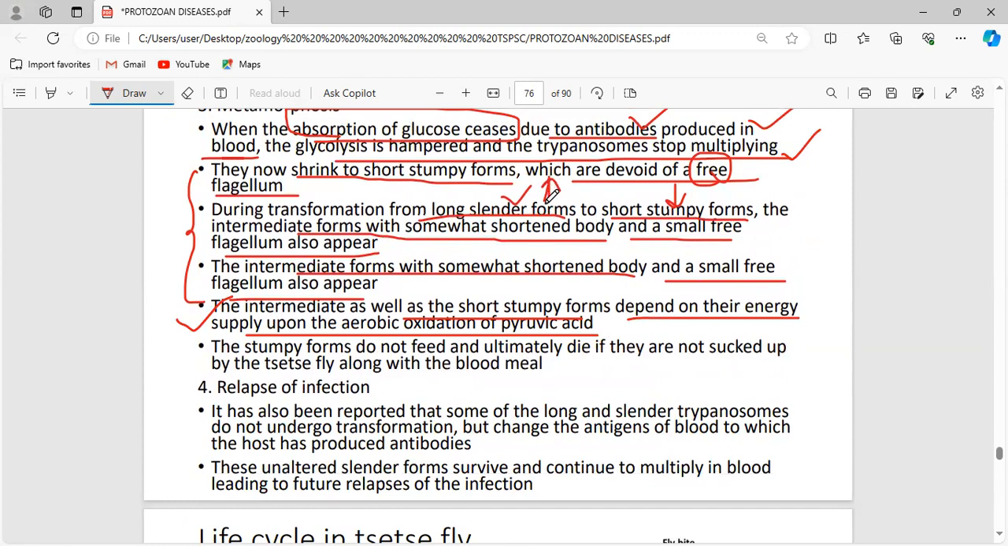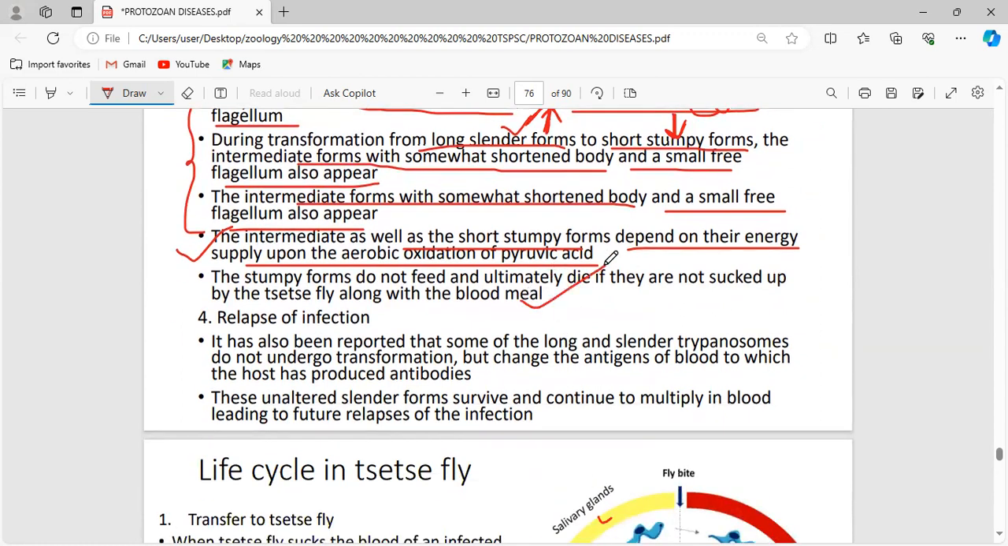As I said, when the energy supply is high, it becomes the long slender form. When the energy supply is low, it becomes the short stumpy form. When the energy supply is moderate, it becomes the intermediate form. Anyhow, they convert from the long slender to the short or the intermediate based on the energy supply. Now, the short stumpy forms are said to be the crithidial forms.